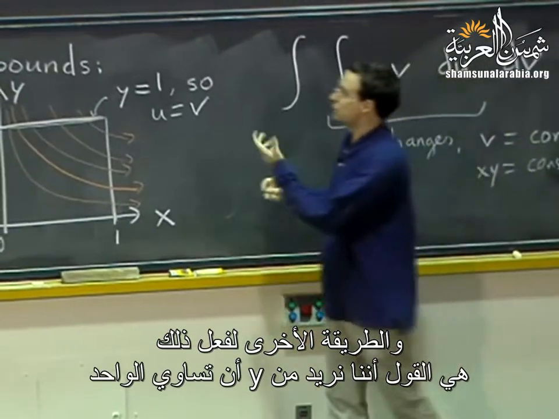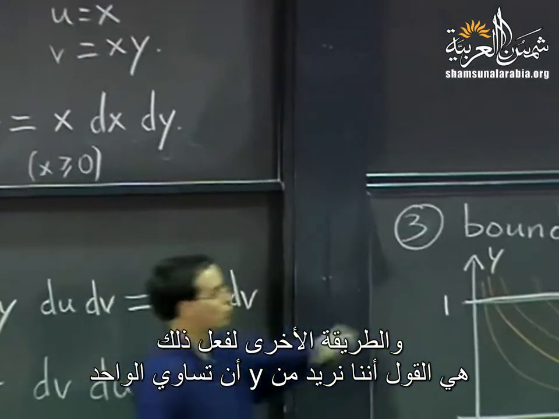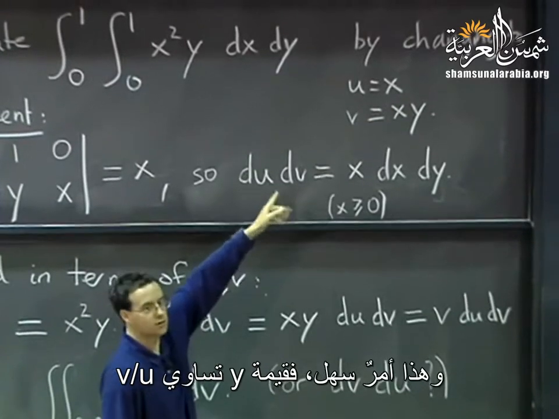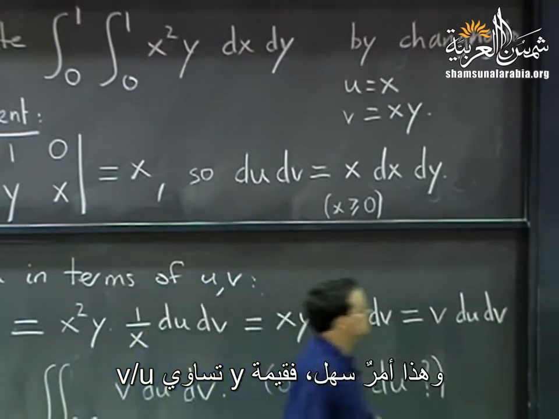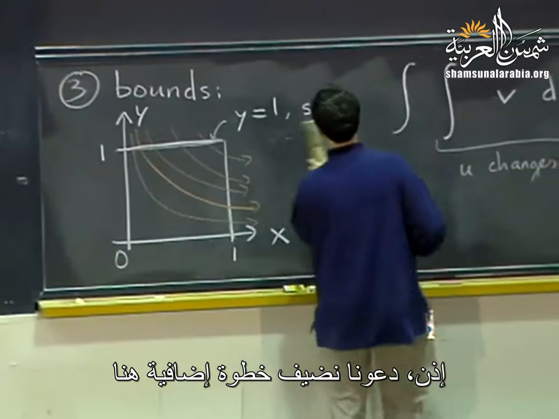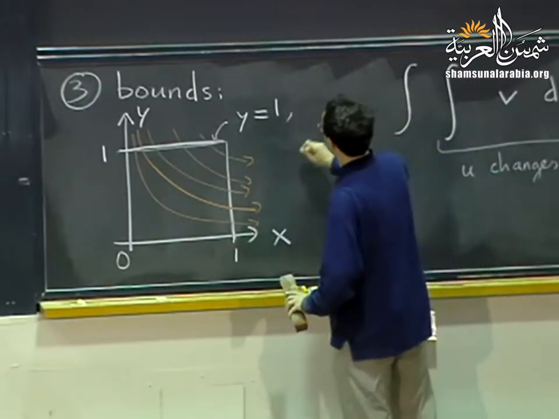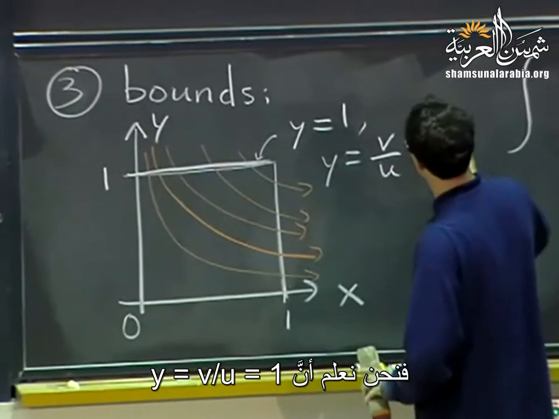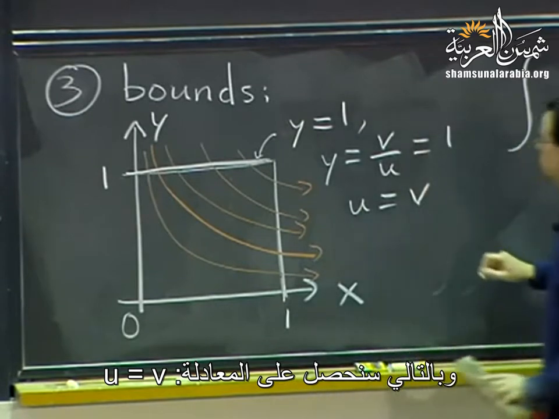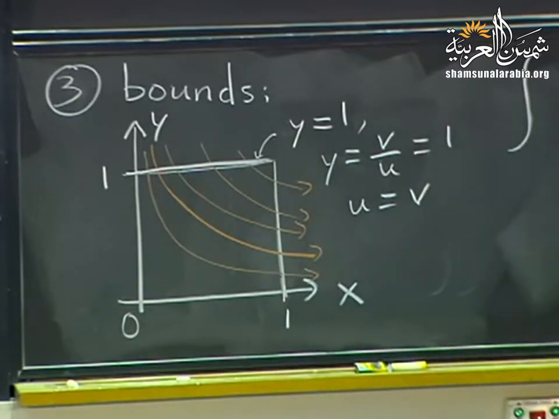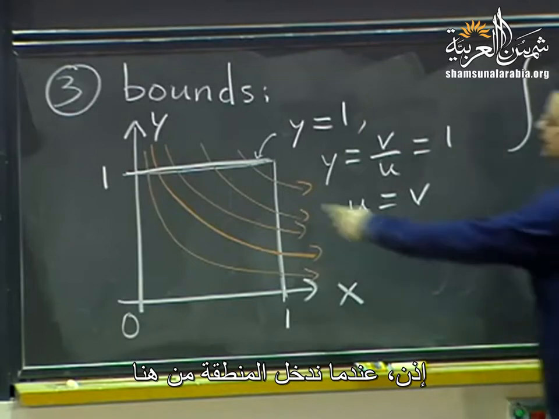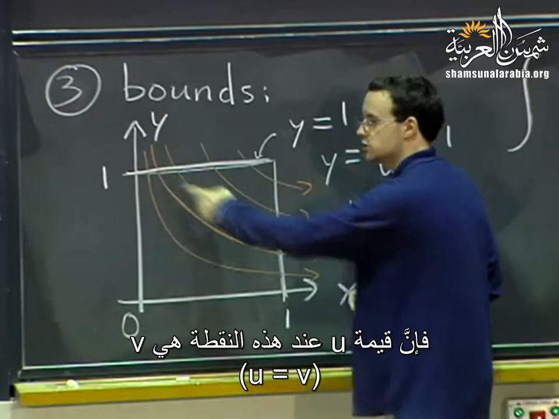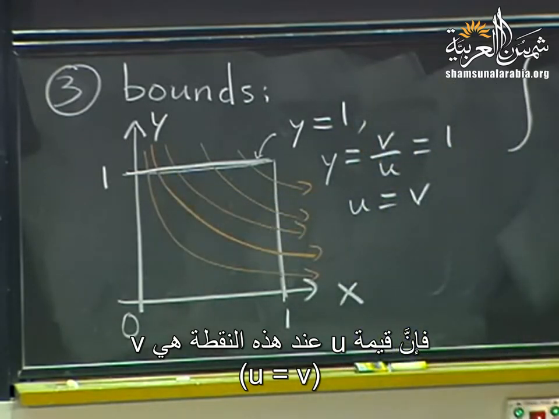I mean, the other way to do it is say that you know you want y equals 1. You want to know what is y in terms of u and v. Well, it's easy. y is v over u. So let me actually add an extra step. So we know that y is v over u equals 1. So that means u equals v is my equation. So when I'm entering my region, the value of u at this point is just v. u equals v.